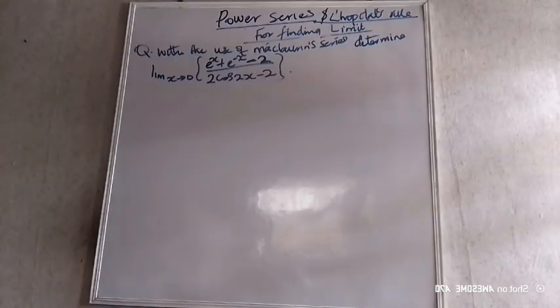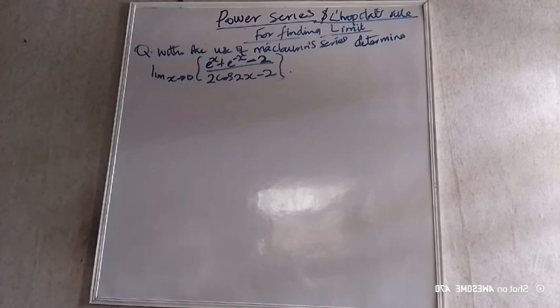Now let's solve this. It says, with the use of Maclaurin series, determine e raised to power x plus e raised to power minus x minus 2 divided by 2 cos 2x minus 2, limit x tends to 0. That is, when x tends to 0, what will be the result? In this instance, we are not going to use L'Hopital's rule.